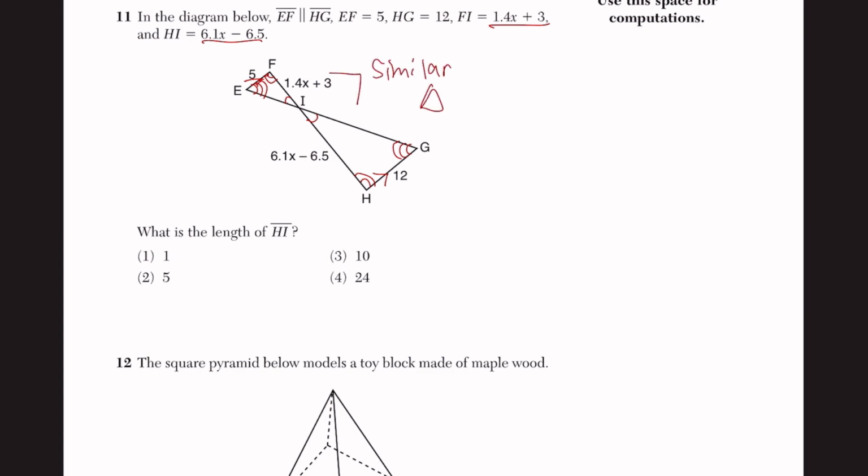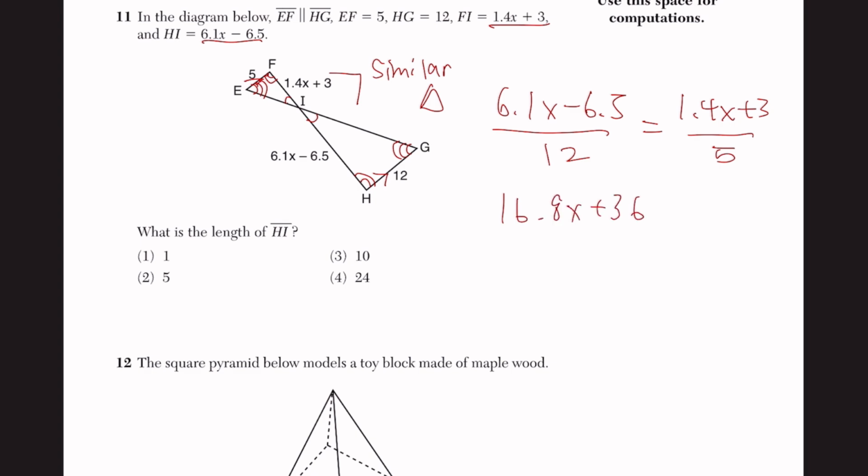So to find HI, we can set up a proportion. (6.1x minus 6.5) over 12 is equal to (1.4x plus 3) over 5. And then we can just solve for x. We just need to cross multiply. 12 times (1.4x plus 3) is equal to 16.8x plus 36. And then 5 times (6.1x minus 6.5) is equal to 30.5x minus 32.5. So now we can just try and find x.